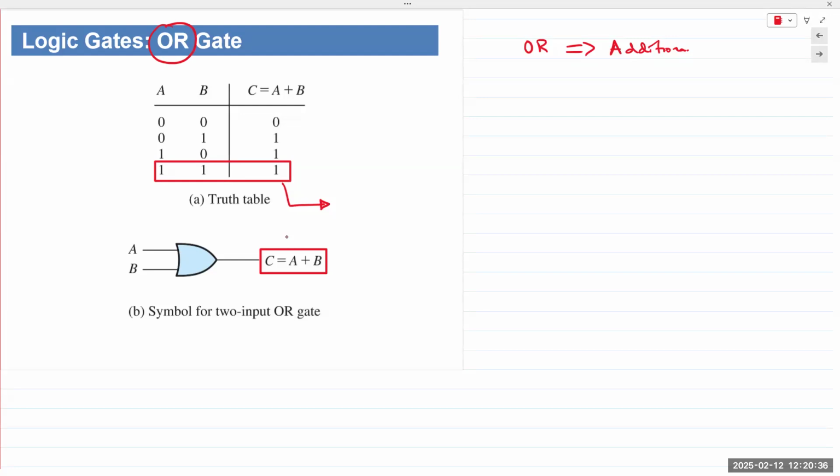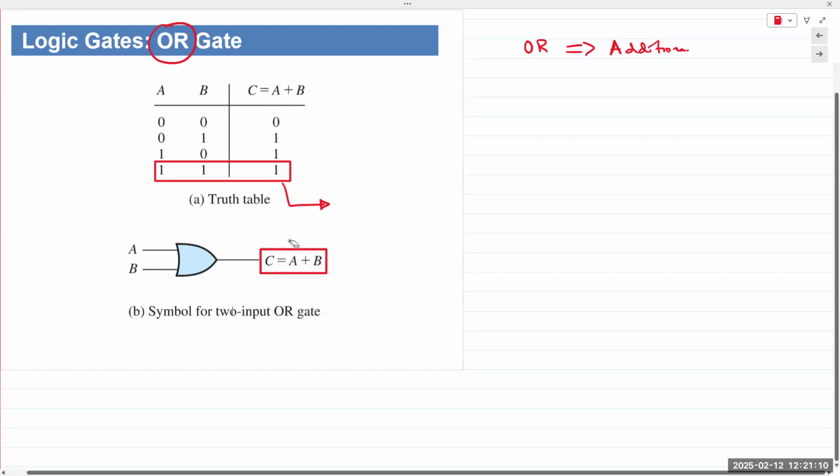Again, one of the reasons I go a little bit slower is because this is completely new and, I wouldn't say difficult, but slightly different, so our thinking needs to be adjusted a little. So the output is high for any one of the inputs going high, and that is logical OR. Logically, it's represented as C is equal to A plus B. So, logical summation.